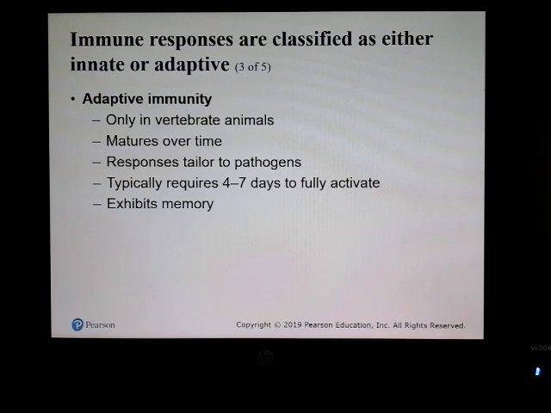Adaptive immunity is only in vertebrates, matures over time, and basically it takes about 4 to 7 days to fully activate. And the cool thing with adaptive immunity is it does exhibit memory.